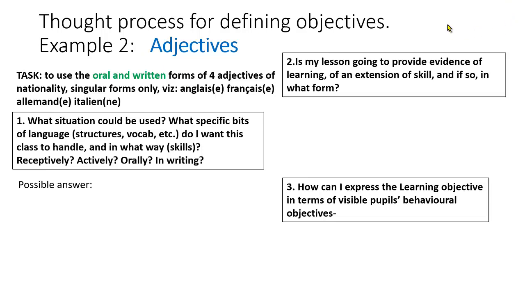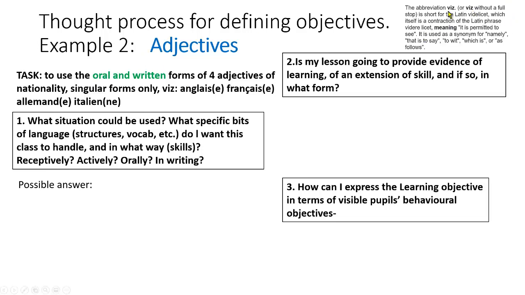And by the way, when I gave this talk, I was asked what the word viz meant, and so I did look up where it all came from. It's shortened from the Latin, videlicet, however you would pronounce that according to how you've been trained. I did do A-level Latin, different ways of doing it. Videlicet is itself a contraction of the Latin phrase videre licet, meaning it is permitted to see. And we don't know, do we? Somebody will know and perhaps tell me. It is used as a synonym for namely, to wit, which is, or as follows. So I'll probably say as follows.